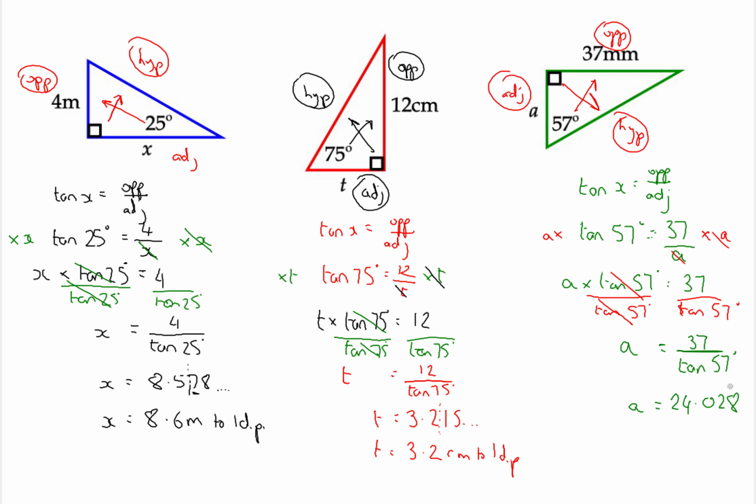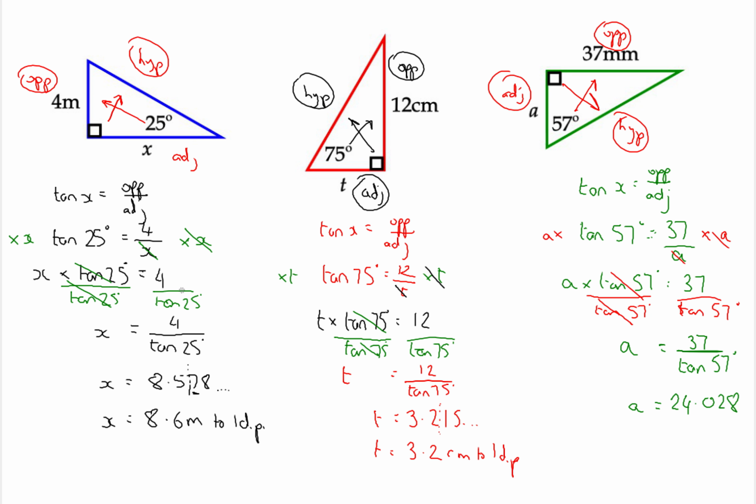You can always check your answer, and it should be sensible given the diagram that we've got. If you notice in each case here, the answer X in the first one does look longer than 4. The diagrams aren't always to scale, but they should be roughly correct. So in this case, the X line clearly is bigger than 4.